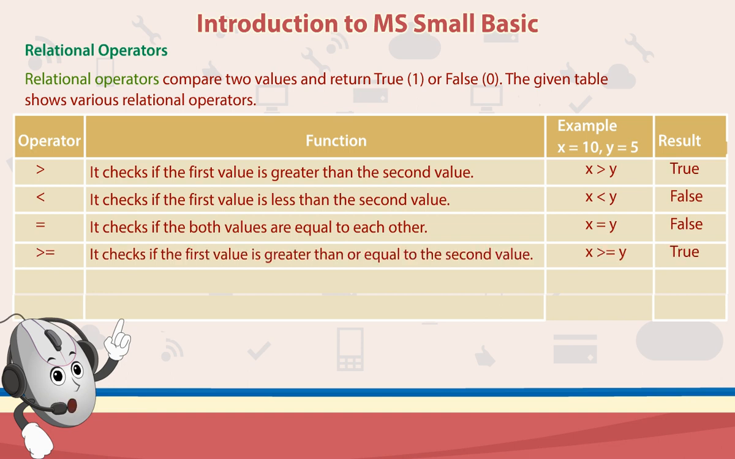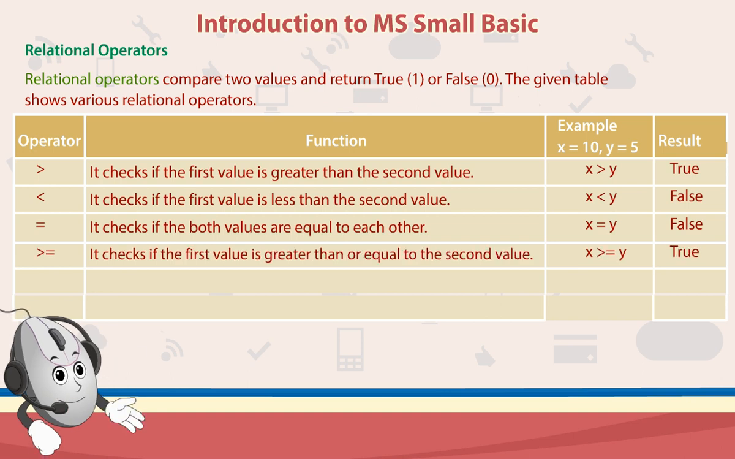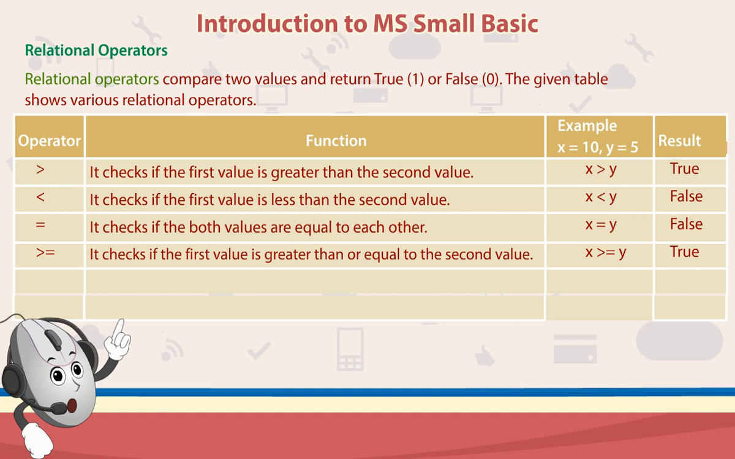False. Greater than or equal to. It checks if the first value is greater than or equal to the second value. x is greater than or equal to y. True. Less than or equal to. It checks if the first value is less than or equal to the second value. x is less than or equal to y.